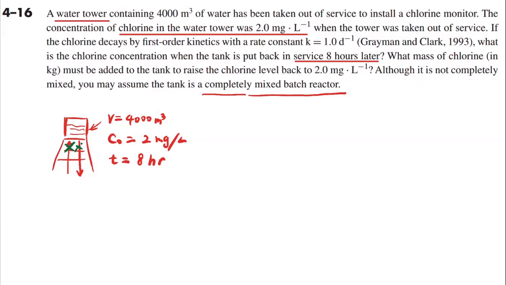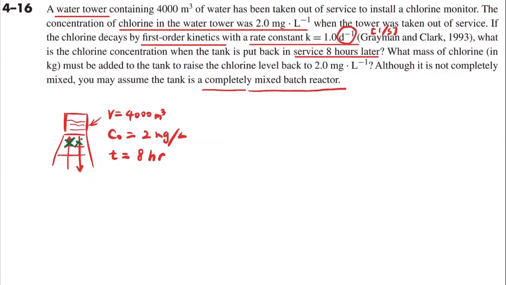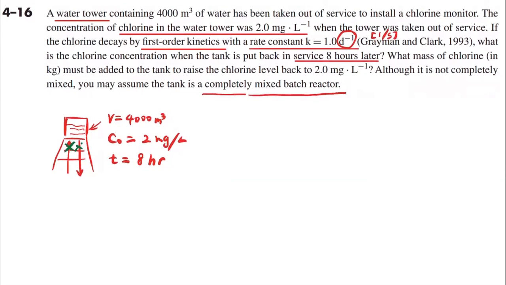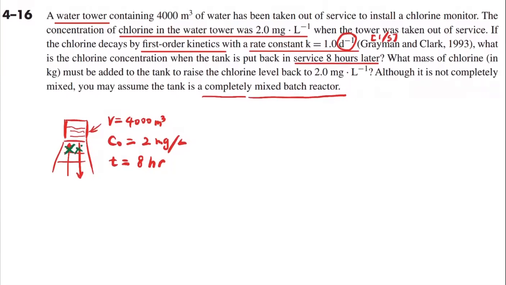For this reaction, it assumes that it follows first order reaction kinetics, and you have a rate constant of 1 per day. Again, pay attention to this unit here. As we mentioned, the reaction rate constant has to carry a unit of 1 per time: 1 per second, 1 per hour, or 1 per day. So the question is asking us, what is the chlorine concentration when the tank is put back in service after 8 hours? It's asking us to solve for the concentration of the chlorine after a certain amount of time.